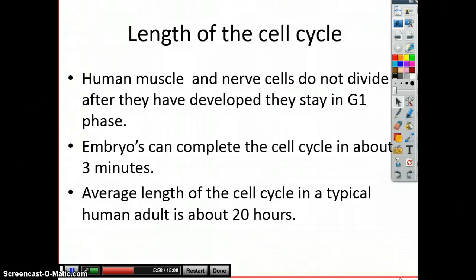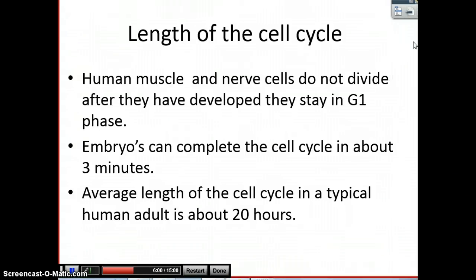The length of the cell cycle. Well, how long does it usually take? Well, it depends on your cells and which cell you're talking about. Human muscle and nerve cells do not divide after they have developed, and they stay in that G1 phase forever. Think about it this way.